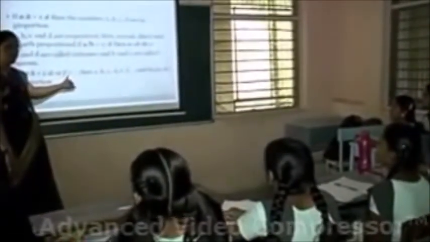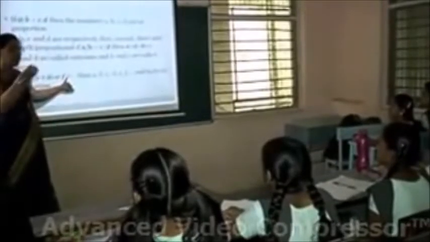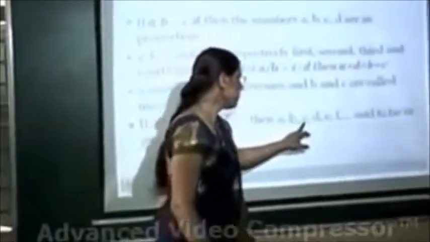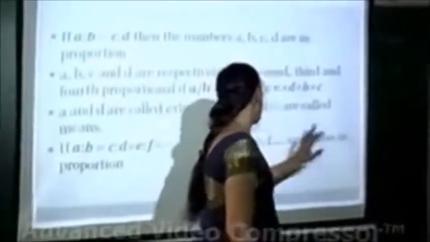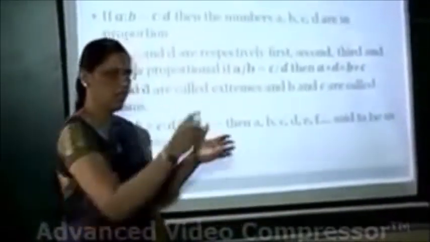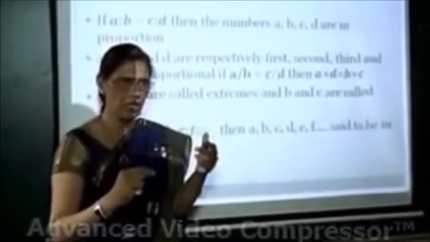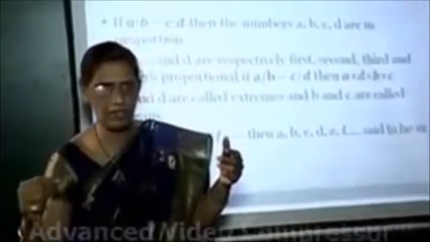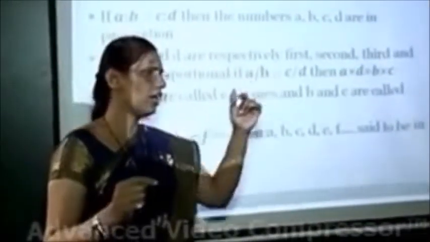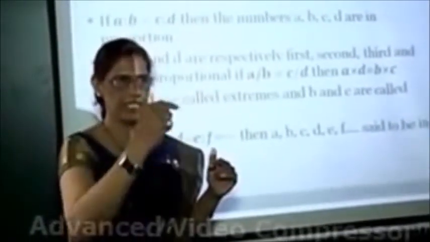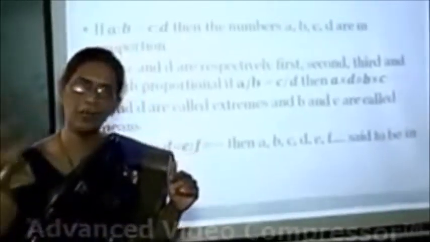We can generalize that if A is to B is equal to C is to D is equal to E is to F, that means if we have 1/2 is equal to 5/10 is equal to 6/12, then A, B, C, D, E, F are said to be in proportion. 1/2 is equal to 5/10 is equal to 6/12. Then we say 1, 2, 5, 10, 6, 12 are all in proportion.